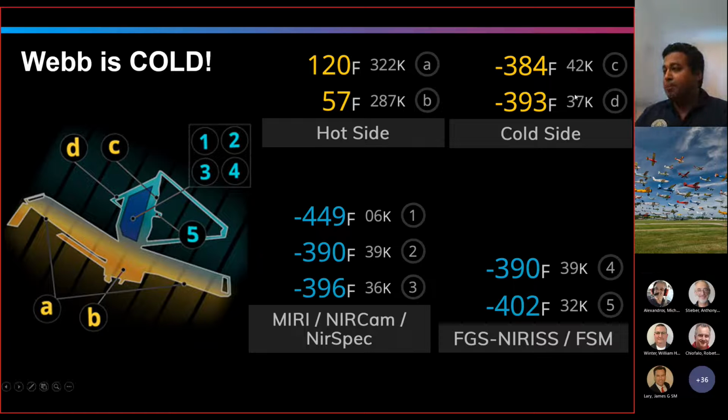And the MIRI and NIRCam is one of the scientific instruments, and then the FGS and the NIRISS is another scientific instrument. Basically, these are two different kinds of cameras or two different kinds of scientific instruments to provide different images from different wavelengths, basically.